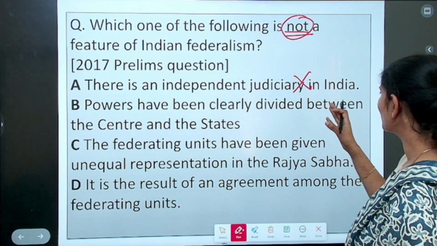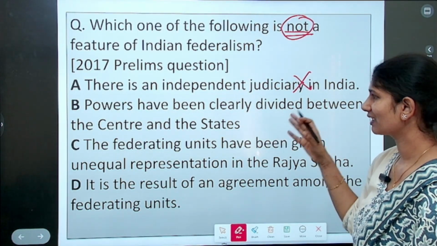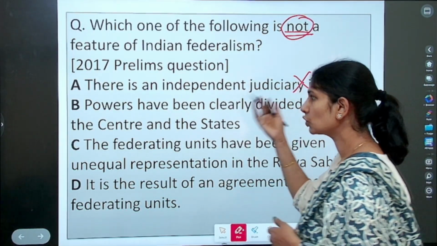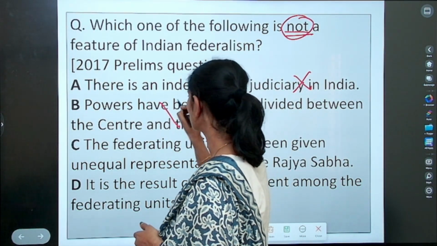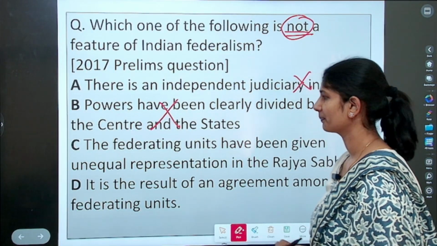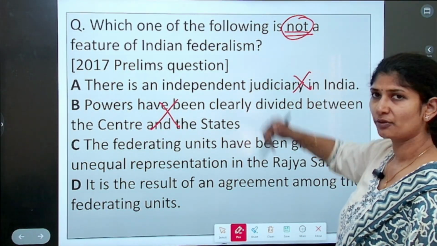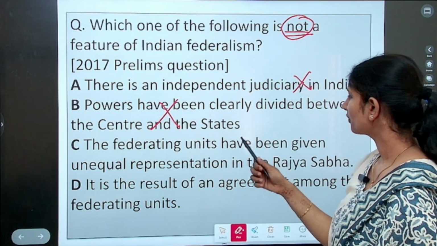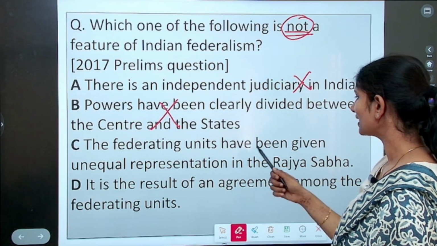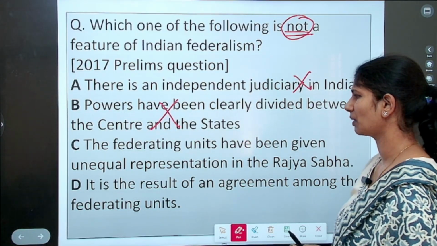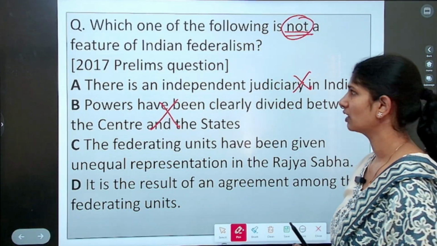Powers have been clearly divided between the center and state. This is also a feature of federalism. So this is wrong. We are looking for what is not a feature of Indian federalism. The federating units have been given unequal representation in the Rajya Sabha. That is how it is.